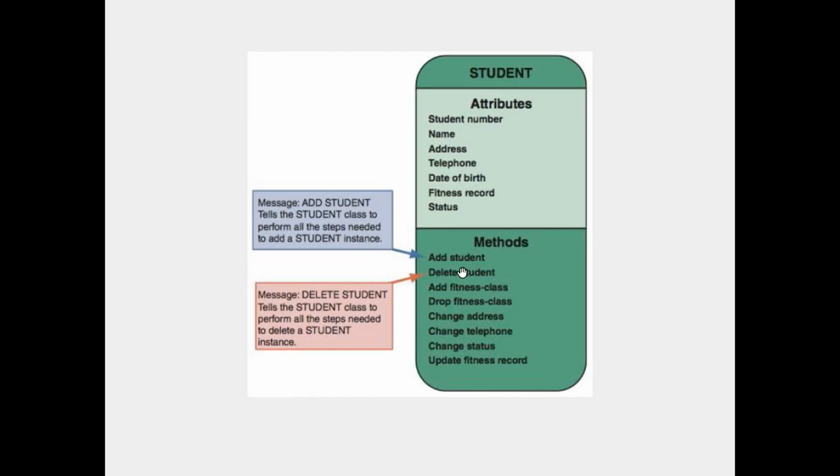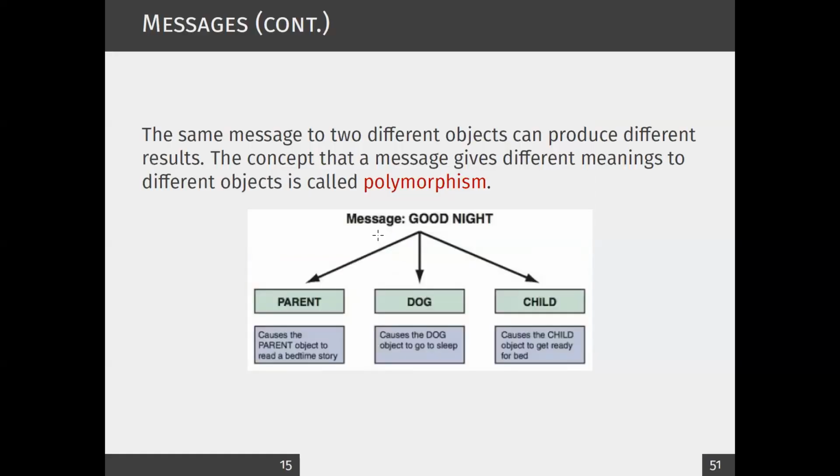Right, here we have seen two methods, add and delete, and this is how it looked. Now that we have talked about messages, when you send messages and when an object receives messages, say you start with "good night," it might post something else in the other classes. So that's why you can use the same message, and when you have two different objects, you will have different results.